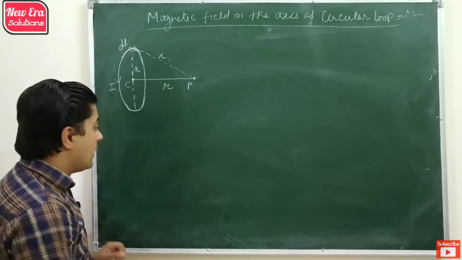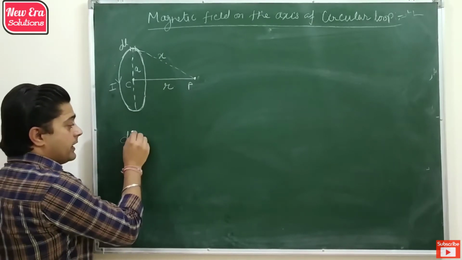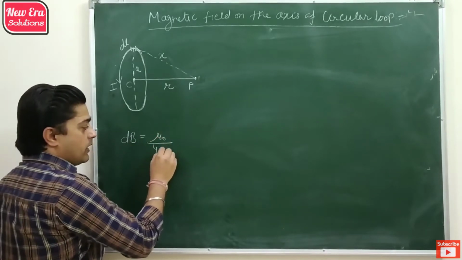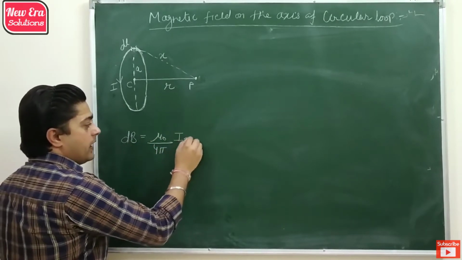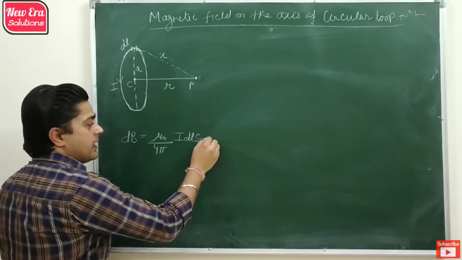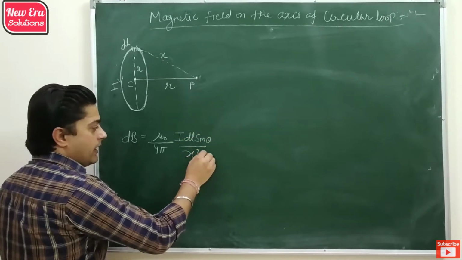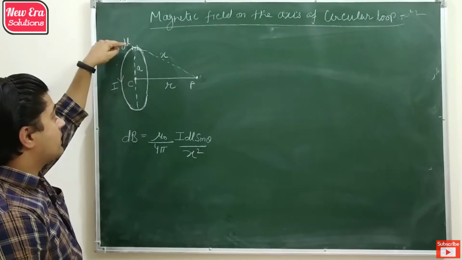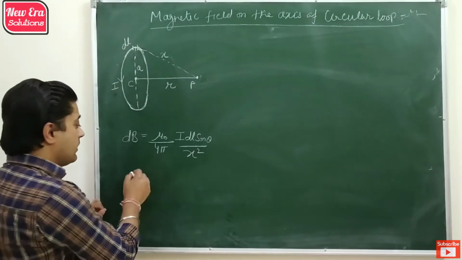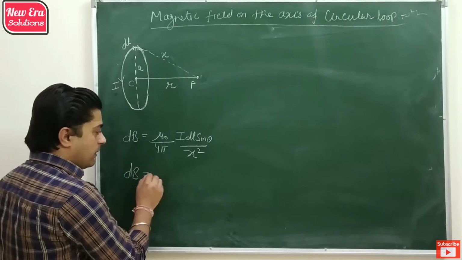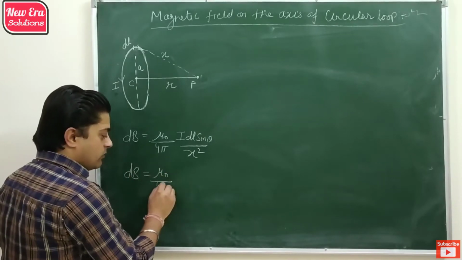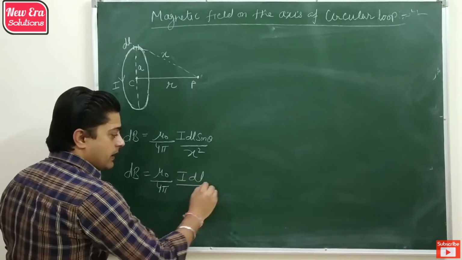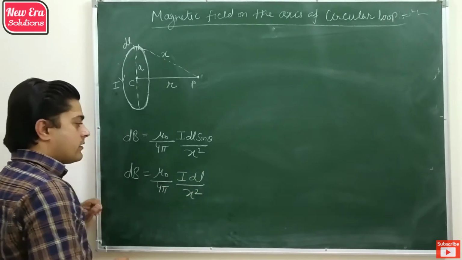Then according to Biot-Savart's law, the magnetic field due to this element is mu naught by 4 pi I dl sine theta by x square. Then again, this displacement vector dl and x are perpendicular. Then the small magnetic field due to the element is mu naught by 4 pi I dl by x square.